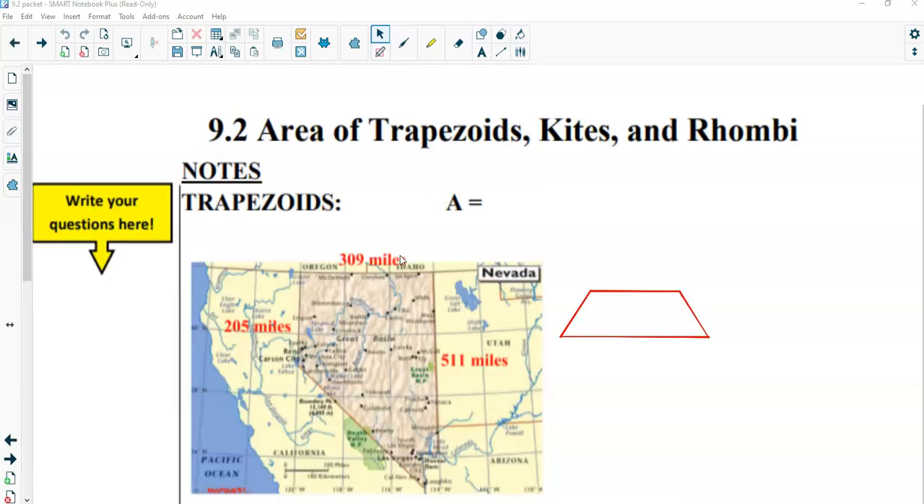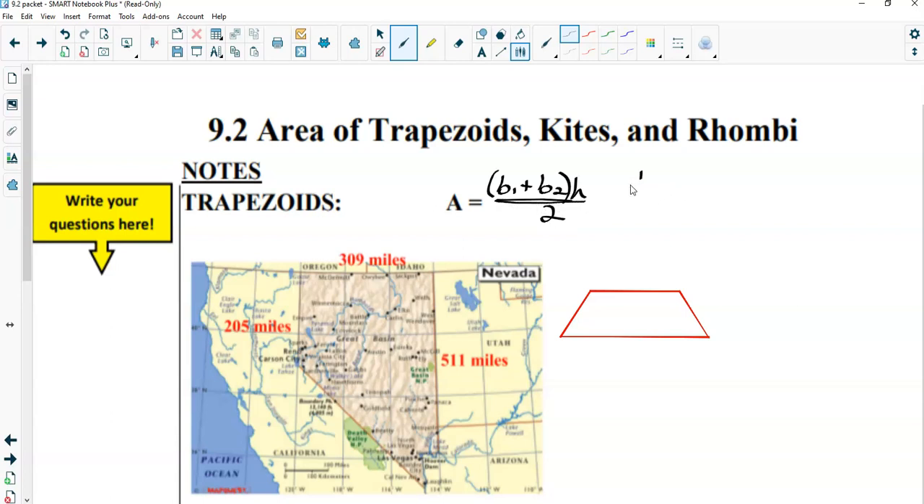All right, the formula for the area of a trapezoid is given by you take base 1 plus base 2. You could divide that by 2 or multiply that times the height and divide it by 2, okay? That's one way. Another way that they look at it is 1/2 base 1 plus base 2 times the height. And either one is good, okay?